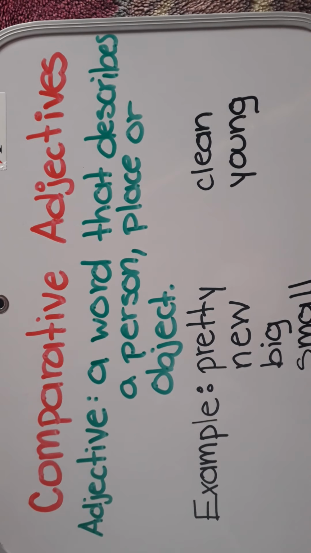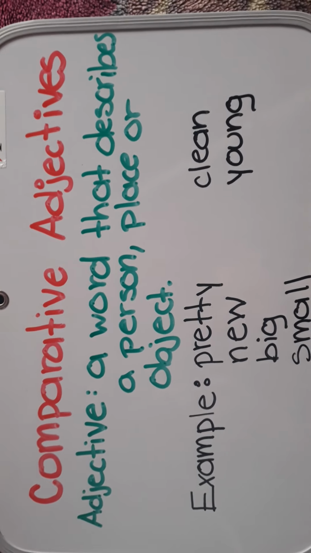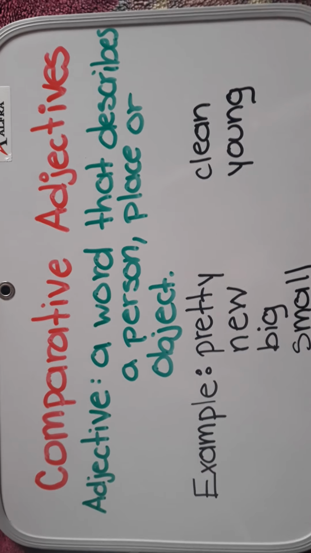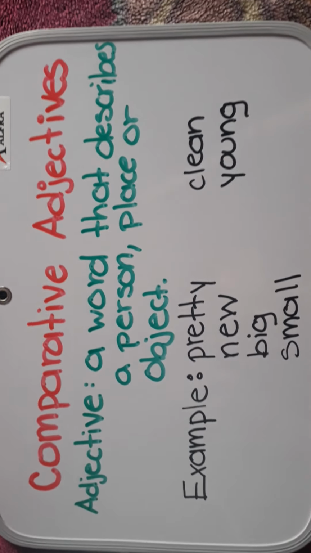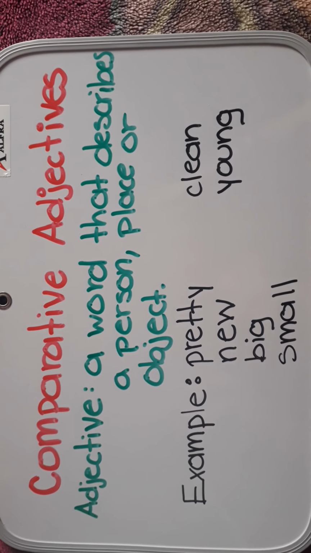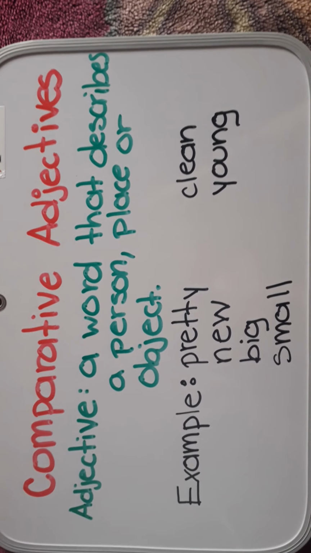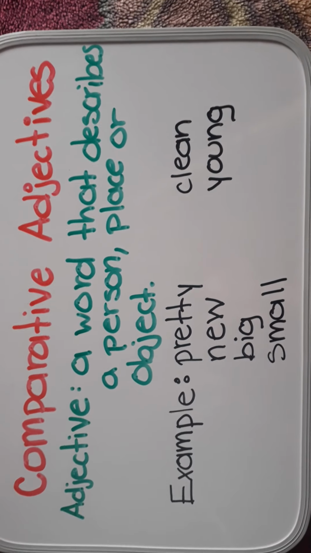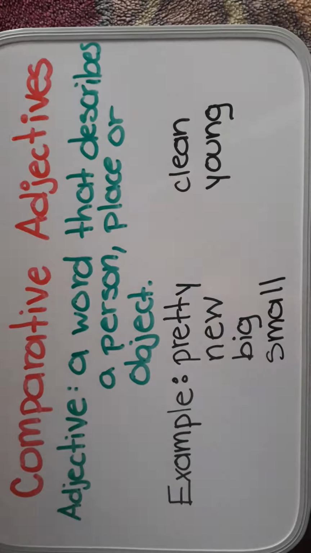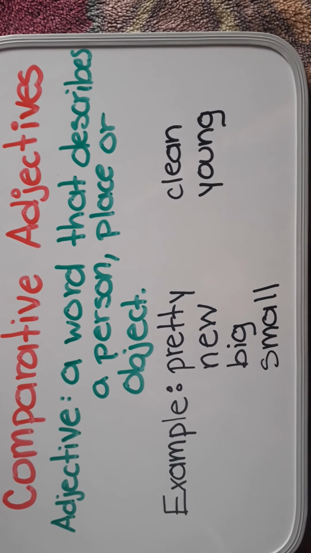Hello, the topic today is the comparative adjectives. Before we start, we need to remember what is an adjective. As you can see, an adjective is a word that describes a person, a place, or an object. Some examples of adjectives are pretty, new, big, small, clean, and young.